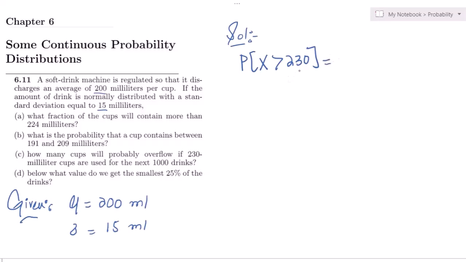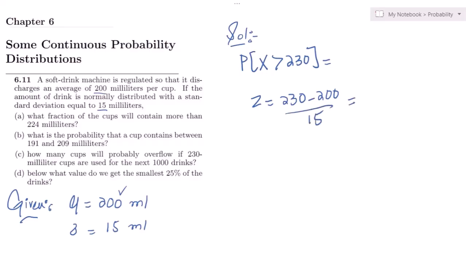It would again be the conversion to the z distribution table. So therefore z would be equal to x minus mu divided by sigma. So x is 230, mu is 200 as given here, so 230 minus 200 divided by 15. So this is 30 divided by 15, which is 2.0. Okay, so the value of z is 2.0. So therefore, this is the probability that z is greater than 2.0.